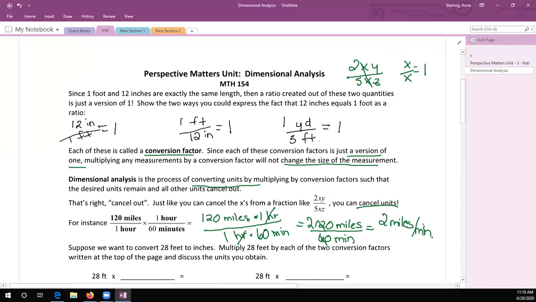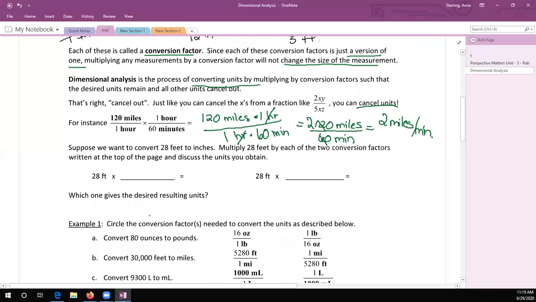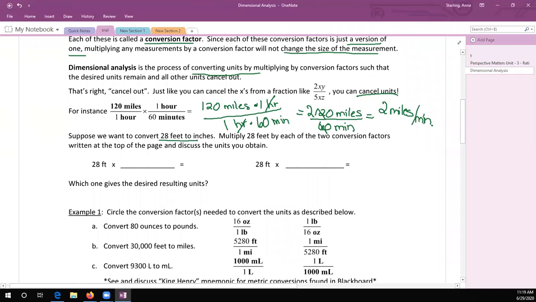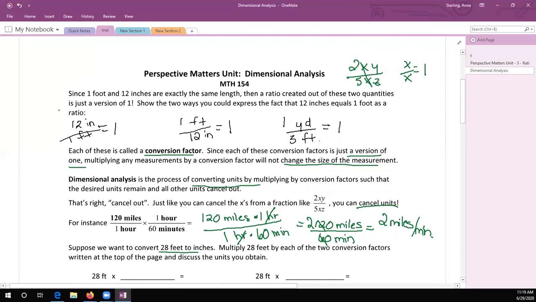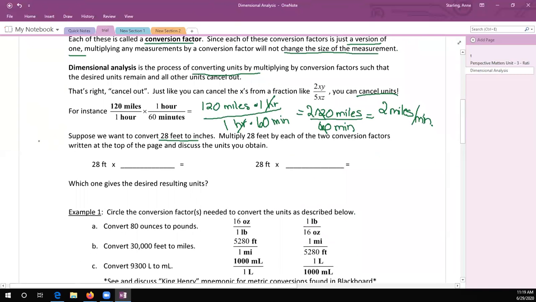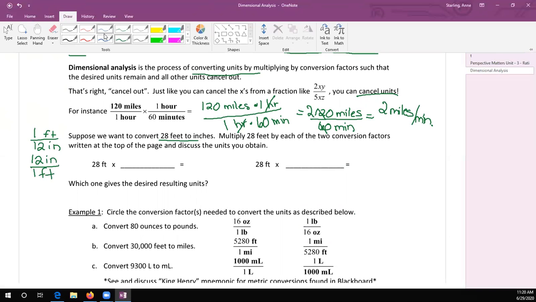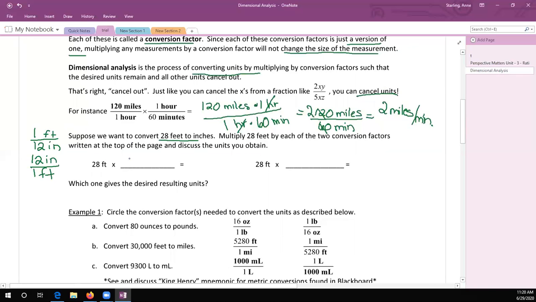Okay. So now if I go down, if I want to convert 28 feet to inches, I'm going to think of the conversion factors we used up here. So feet to inches, there is 1 foot in 12 inches, or there's 12 inches in 1 foot. That's the same conversion factor. We just have to figure out how we want to put it. So let's start with the 1 foot over 12 inches, and let's see if that gets us what we want.